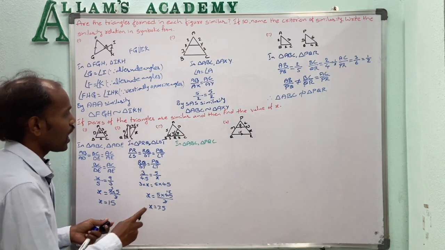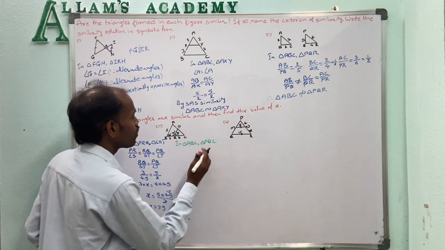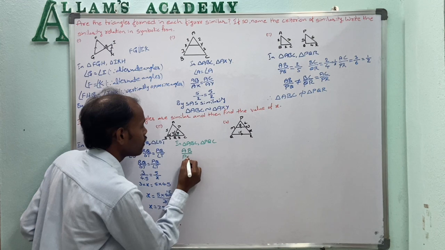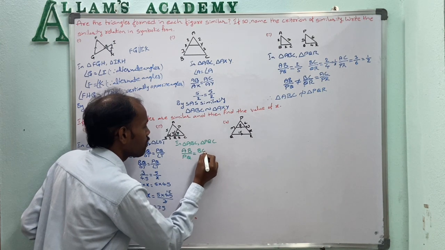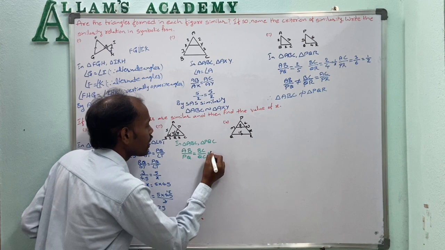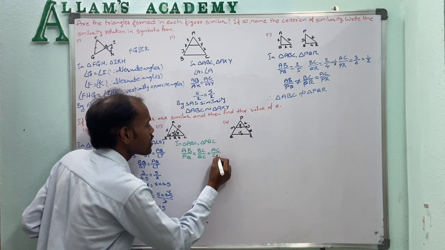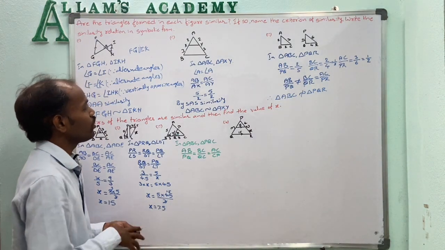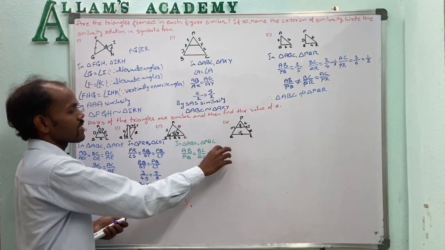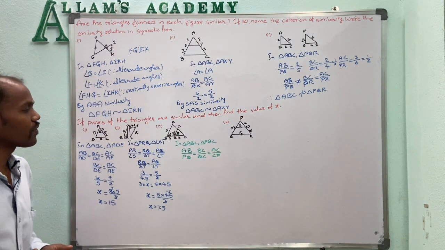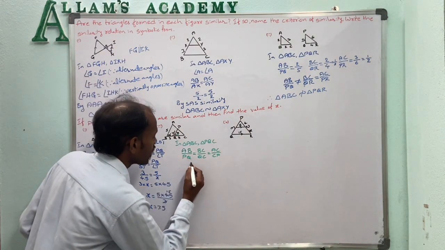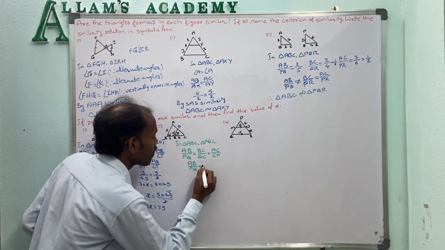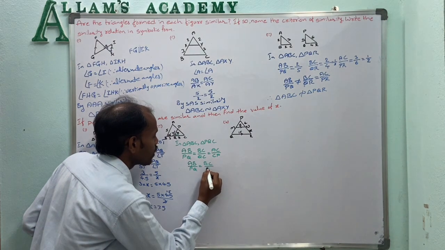Now if we observe their similarity, corresponding sides ratio, AB by PQ equal to BC by QC equal to AC by CP. Here the AC by CP sides ratio is not given, so leave that one and take the remaining sides ratio, AB by PQ equal to BC by QC.